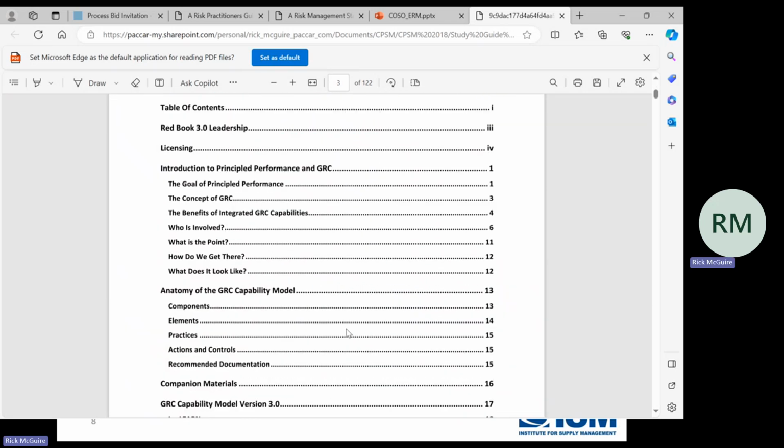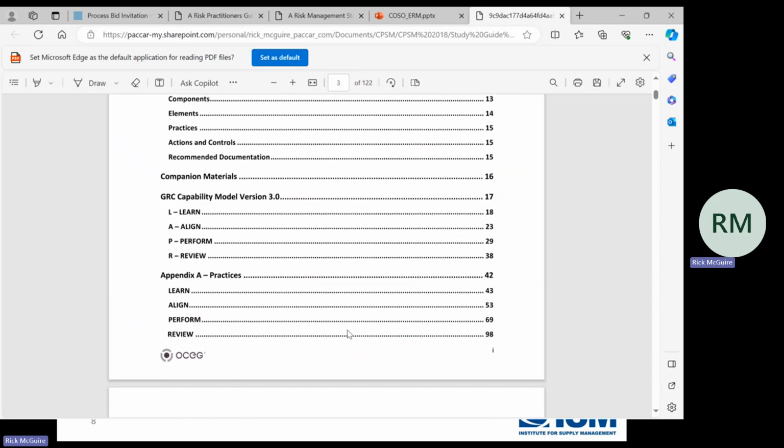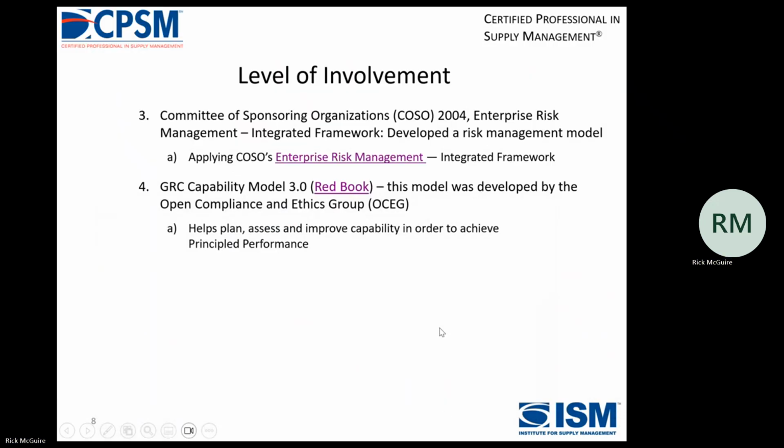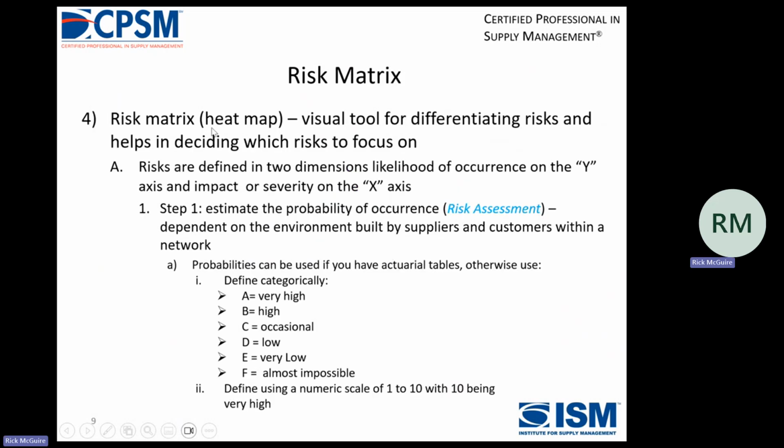So it just talks about how to do risk management in the company. Developed by the Open Compliance and Ethics Group. Plan, assess, and improve capability in order to achieve principal performance. The risk heat map. We've talked about this before. Visual tool for differentiating risks.